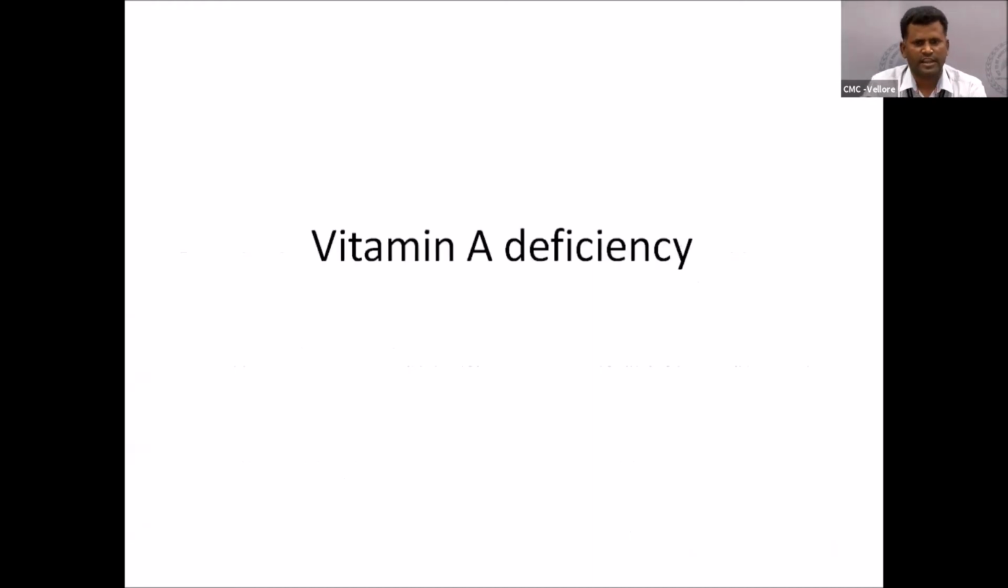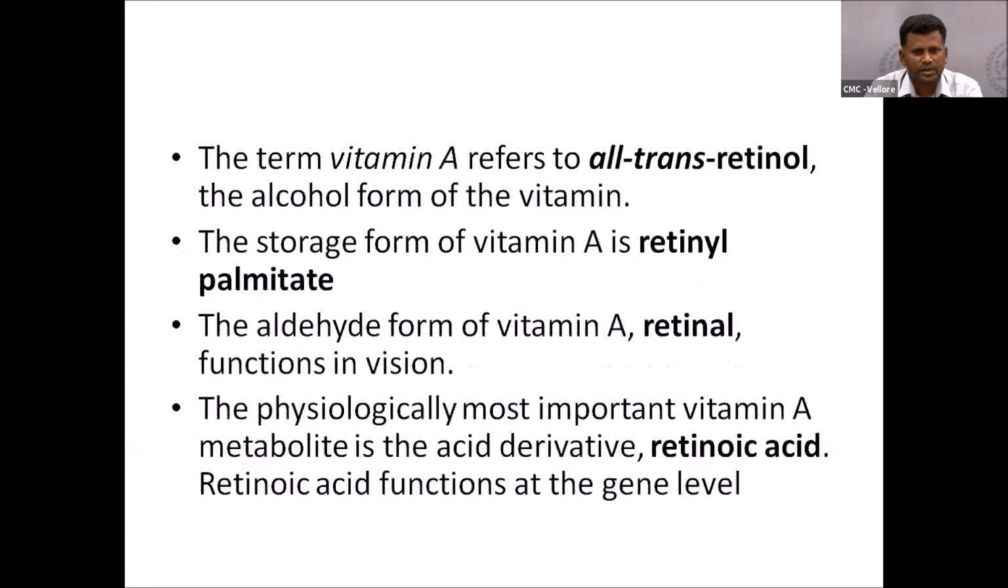So coming to vitamin A deficiency, vitamin A refers to the alcohol form of the vitamin, that is all trans retinol. The storage form of vitamin A is retinyl palmitate, and also the aldehyde form of vitamin A is retinal, which is useful in the functions in the vision. And also the most important is the retinoic acid, which functions at the gene level.